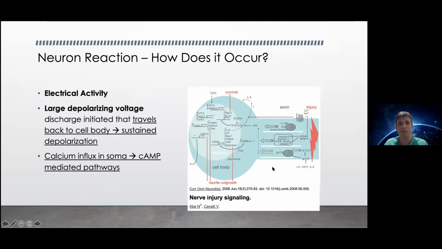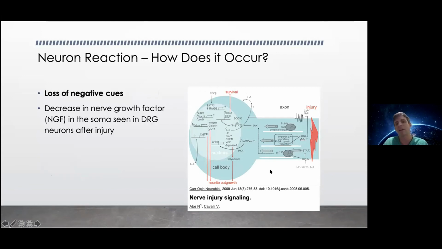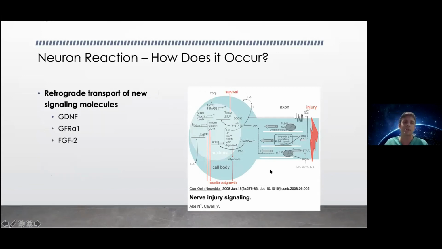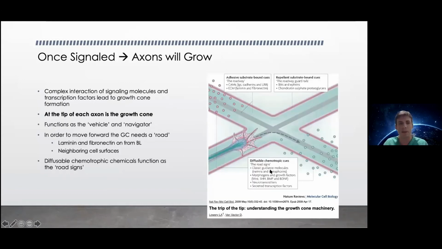So the first one I mentioned was the electrical activity. There's a large depolarizing voltage that goes back to the cell body. It results in calcium influx, cAMP-mediated pathways. And then the loss of negative cues we mentioned, and retrograde transport of new signaling molecules we mentioned.